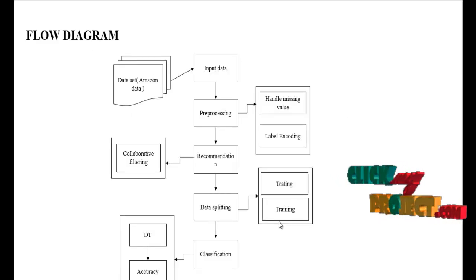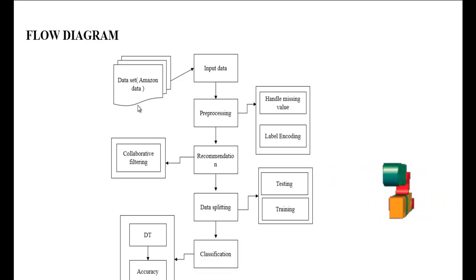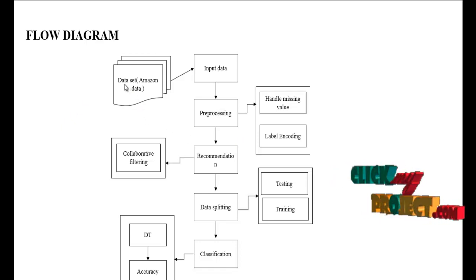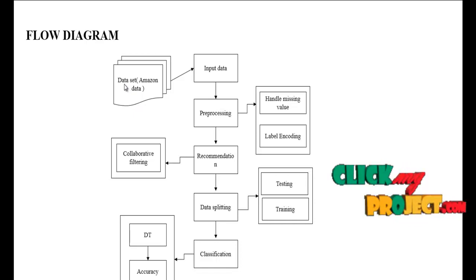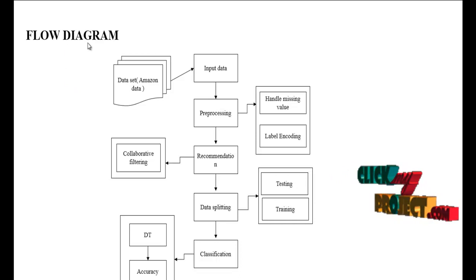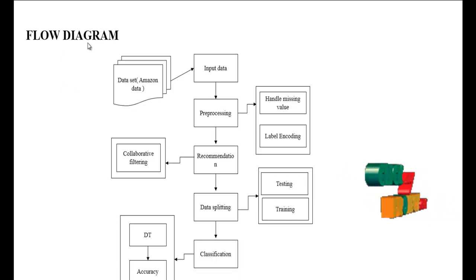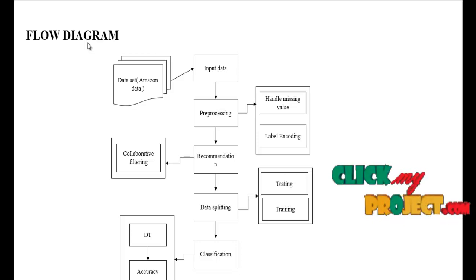Now I would like to share about the flow of our process. First, we take the data set from the dataset repository. Our dataset name is Amazon dataset. It contains the user ID, product ID, user ratings and so on.